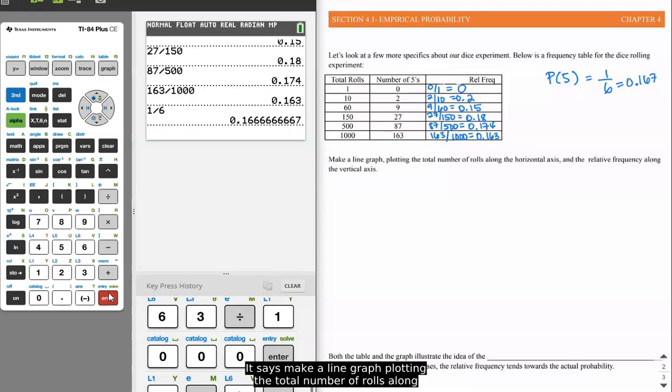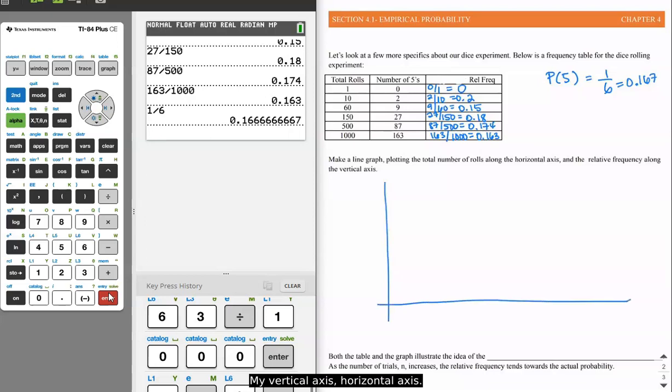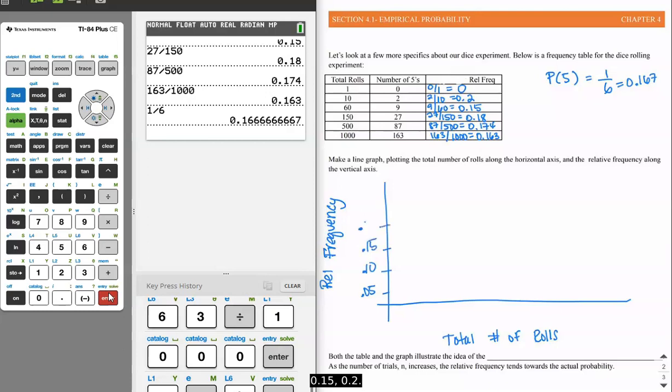It says make a line graph plotting the total number of rolls along the horizontal axis and the relative frequency along the vertical axis. So my vertical axis is going to be relative frequency, and then I have the total number of rolls. For my relative frequency, I have 0 to about 0.163, so maybe go by 0.05: 0.05, 0.1, 0.15, 0.2.